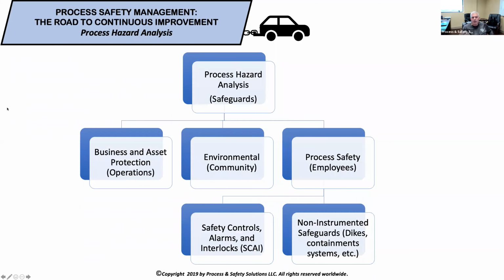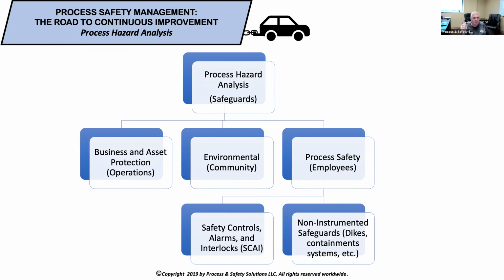So when you're looking at process hazards analysis, we're looking at three different types of safeguards. You have business and asset protection, which is usually an operations sort of safeguard. Also, you may have environmental safeguards that keep environmental incidents from occurring. The last thing we're looking at is process safety and employees. Typically, that's what we're looking at from a process hazards analysis when it comes to PSM: process safety and how it affects employees.